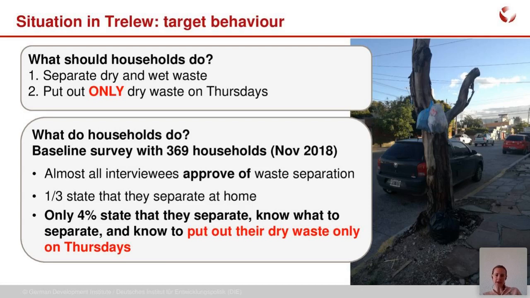And so we try to find out what households actually do and what they know and what they think about waste separation. And we did a baseline survey in November 2018. We found that almost all of the interviewees approve of waste separation. 1/3 of them state that they do it, but only 4% state that they know what to separate, and they know that they need to put out their separated waste on the Thursday. So it's a combination of knowledge that people have to have, and then of steps of behavior that they need to perform.